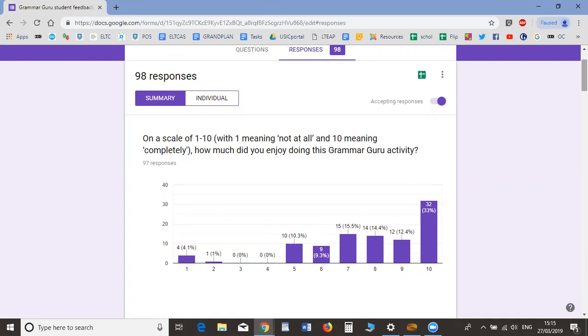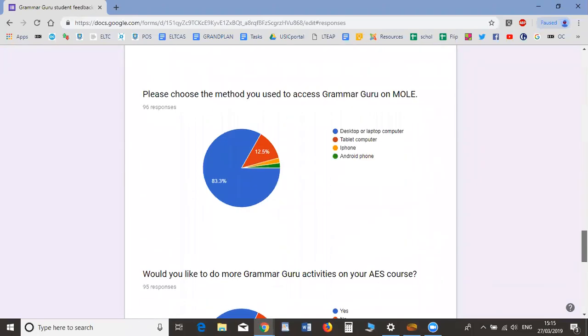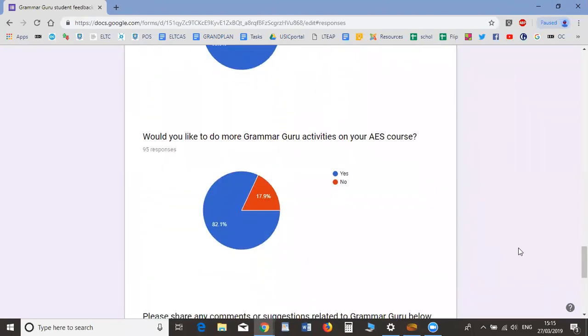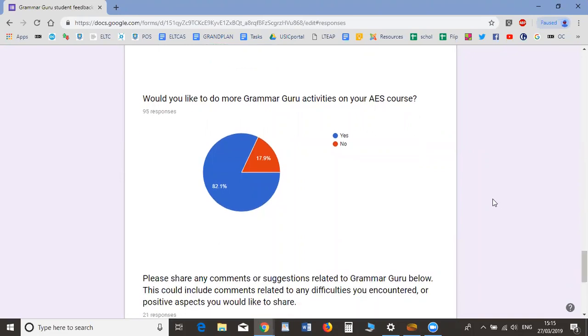There's always a few outliers. I suppose those are the exceptions that prove the rule. So a few didn't like it at all, but the majority liked it, either kind of liked it or up to extremely enjoyable. And at the bottom here, we asked whether they'd like to do more. So 82% said yes, and I think for a grammar training module, that's quite positive. So I think it's been fairly successful, especially considering what we previously had, which was a textbook which students didn't engage with at all.